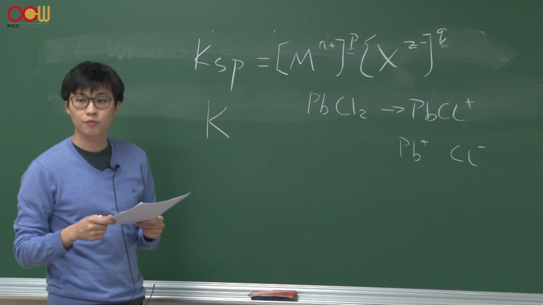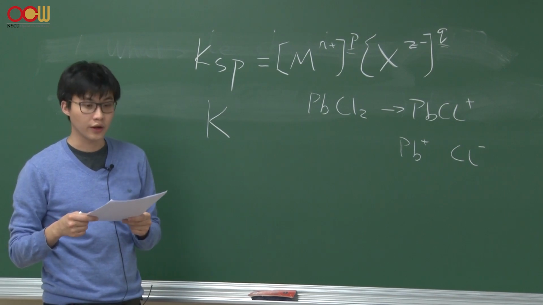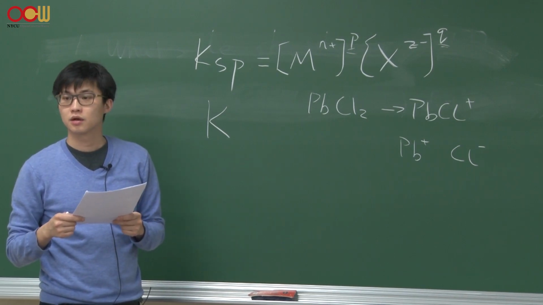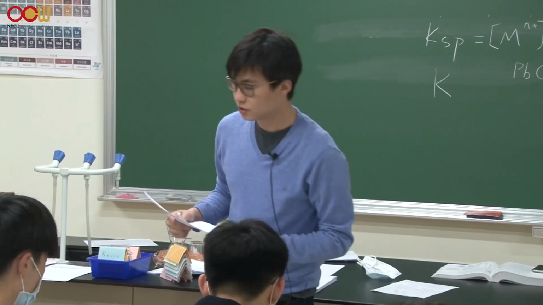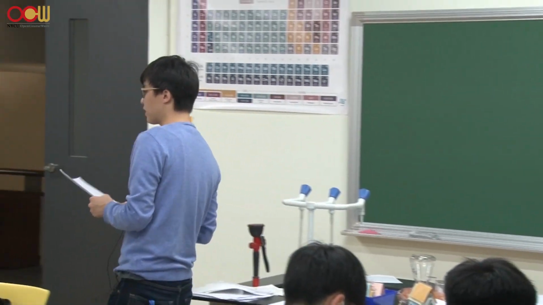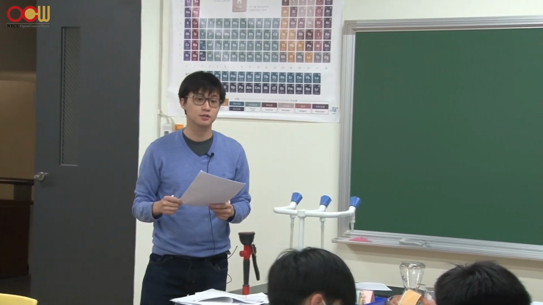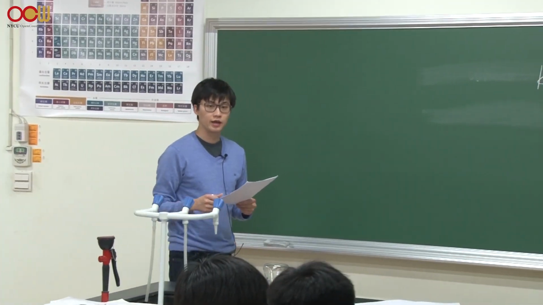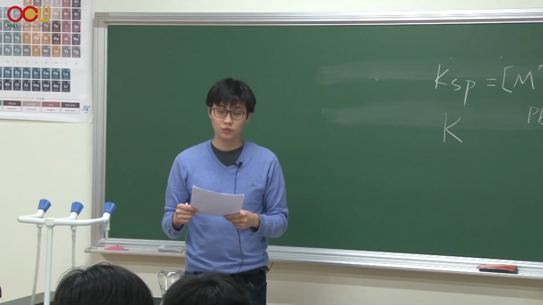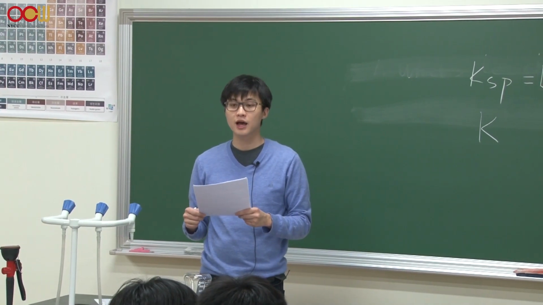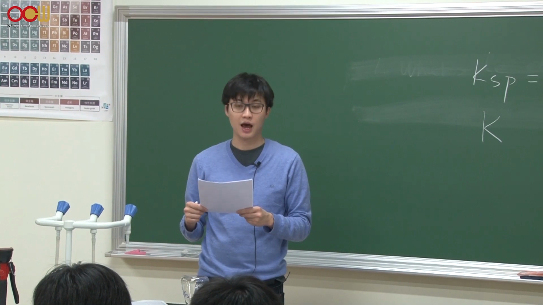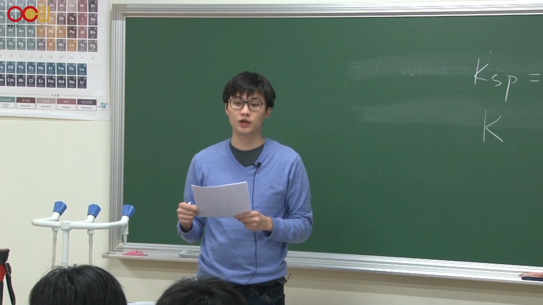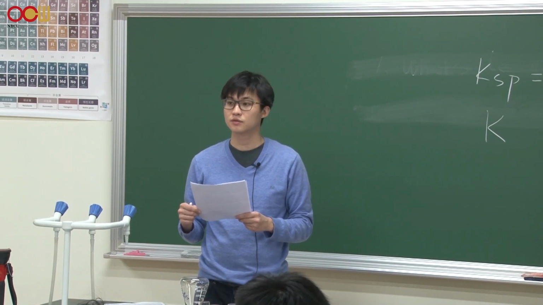So if you have your book, you can go to appendix A13. It's near the end of the book. You will see a very big table of KSP values. Now I want you guys to get into groups to consider cation size and anion size, and to see if you can find any trends.